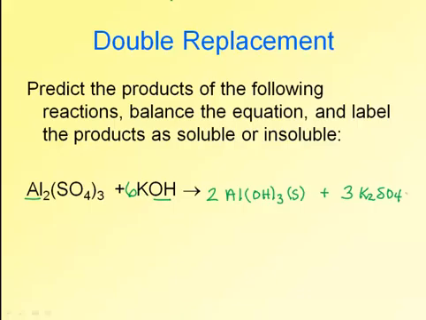The rule for sulfates is that they are soluble except for calcium, strontium, barium, silver, lead, and mercury. Potassium sulfate, again, is not an exception. So this compound is soluble. We write AQ.